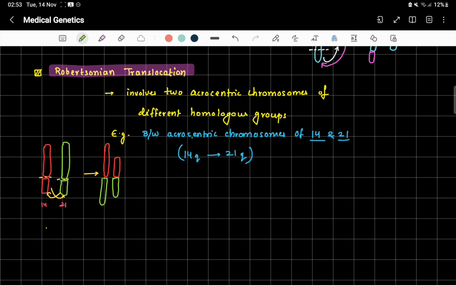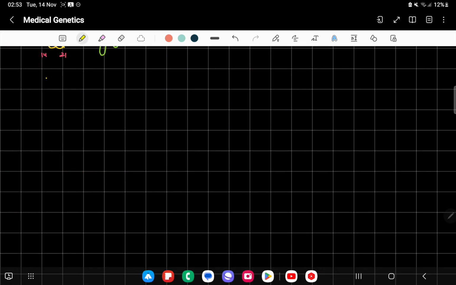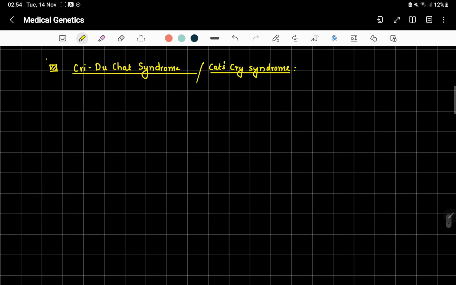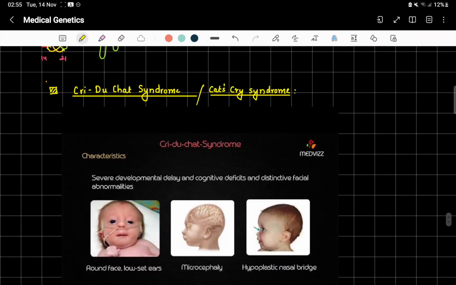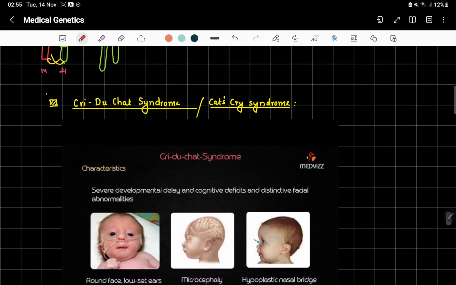Okay, so after this translocation, let's discuss Cri-du-Chat syndrome, or the cat's cry syndrome. What are the salient features of the cat's cry syndrome or Cri-du-Chat syndrome? Let me show a diagram, if I have one. So here you can see some features of Cri-du-Chat syndrome. Let us look at the features later.